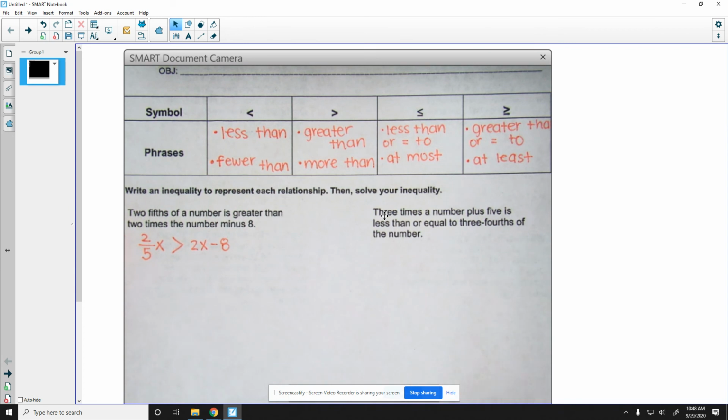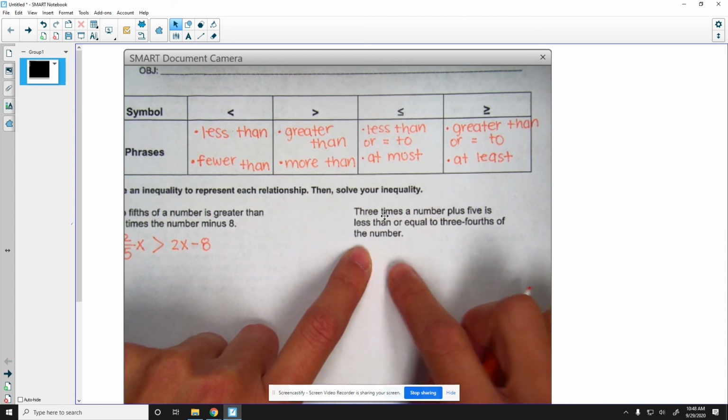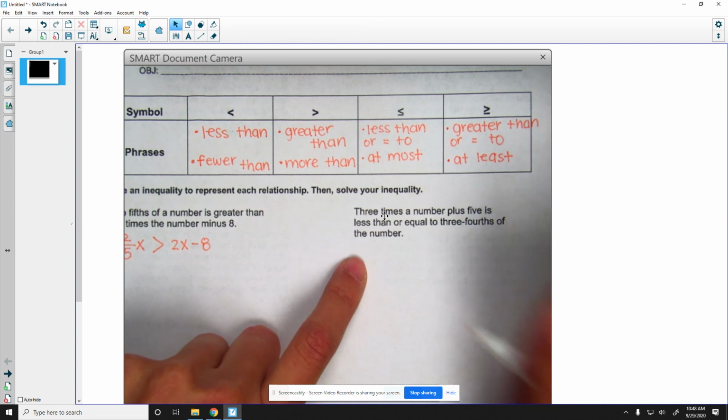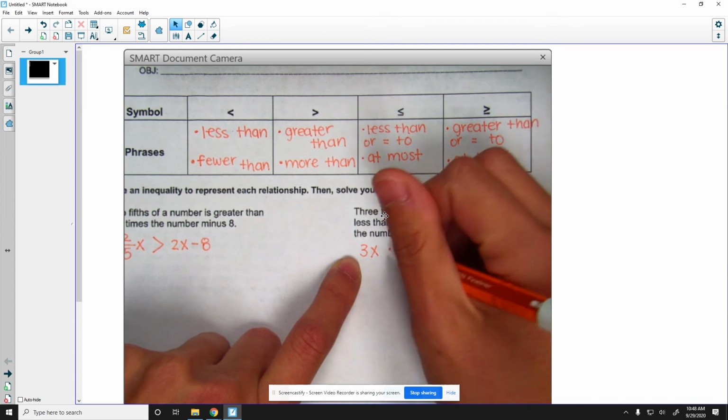I feel like setting up the problems is much more difficult than actually solving them. Okay, so let's do this one. 3 times a number plus 5. Someone that has not spoken yet, what does that look like? 3 times a number plus 5. Sophia? 3x plus 5. Yeah. Okay, and again, can you just write up here because you're going to need all the room down there to solve. So 3x plus 5.